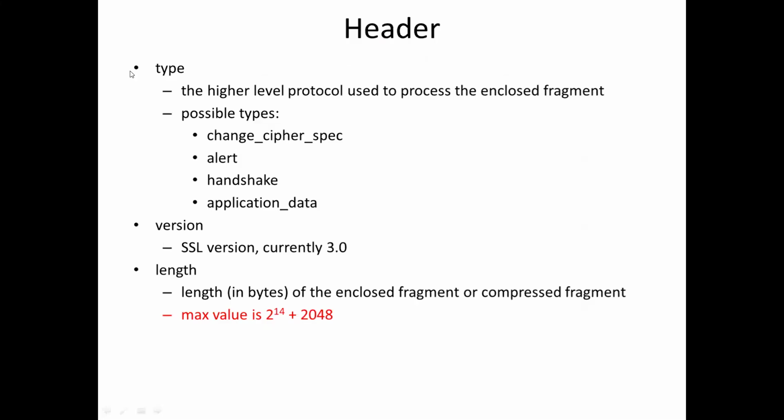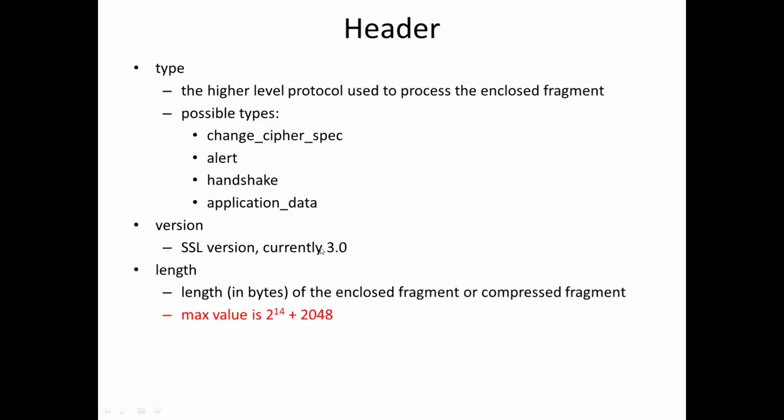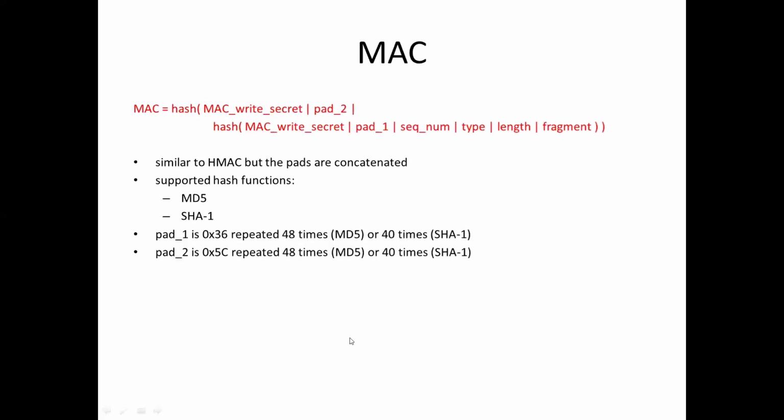So coming to the header, the header is nothing but the higher level protocol that is used to process the enclosed fragment. So what are the possible types of messages? Either you can have a change cipherspec message, alert message, handshake or application data. That will be specified in the type. Then version, the current version is 3, then length, the compressed length. So length of the enclosed fragment or compressed fragment. What can be the maximum value? The maximum value can be 2^14 bytes plus 2048. Okay, that is the maximum length.